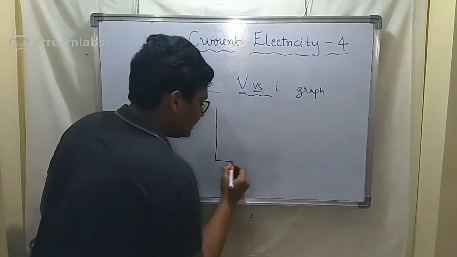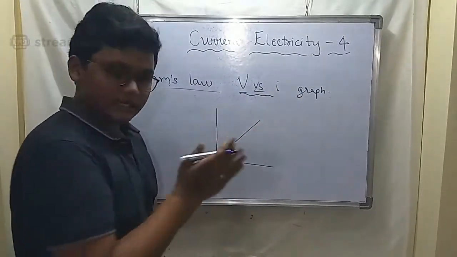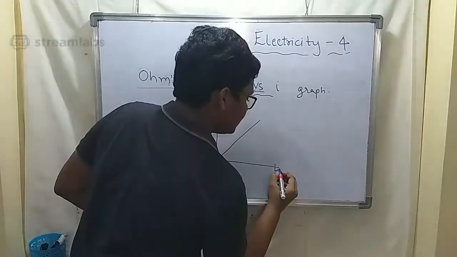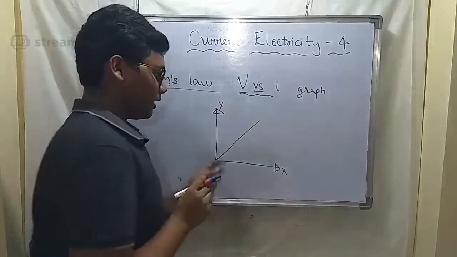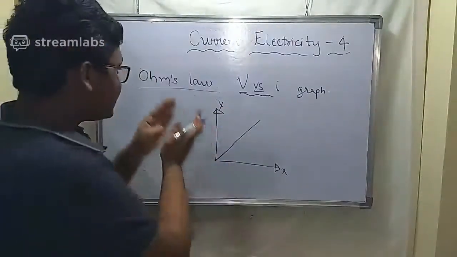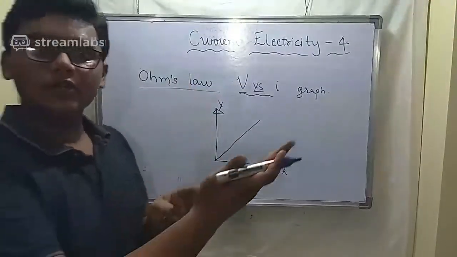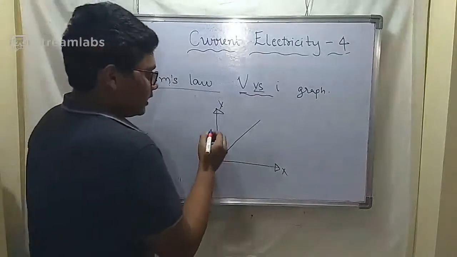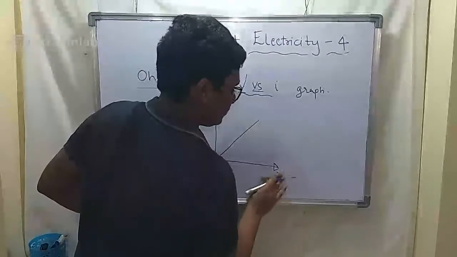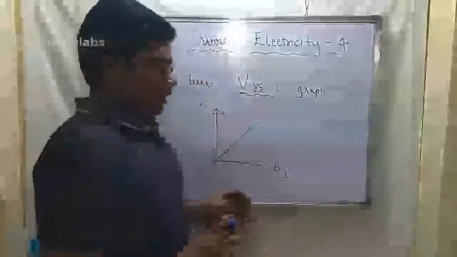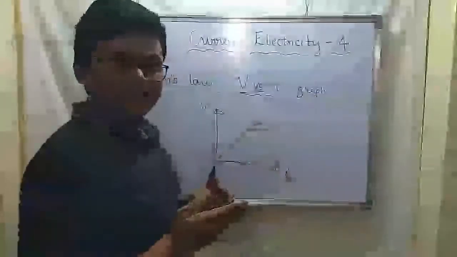See, I already said that this will be linear, means this will be a straight line, because this is x and this is y. Okay, this is the resistance graph, the V versus I graph. This is V and this is I. This is constant. This is a constant line.